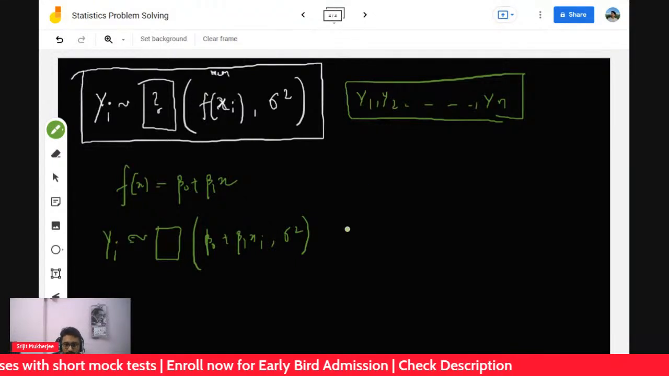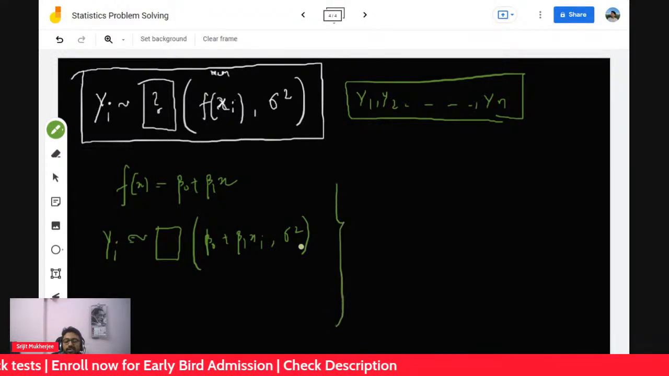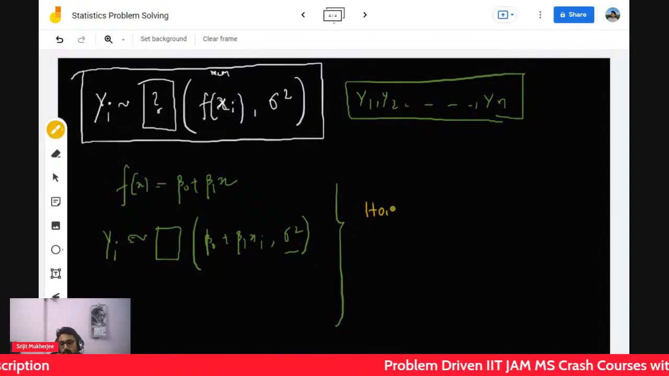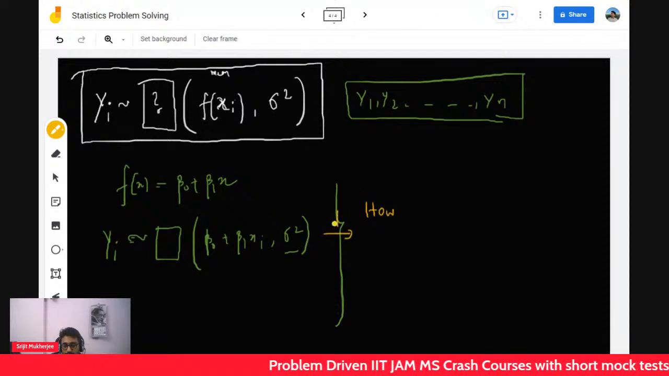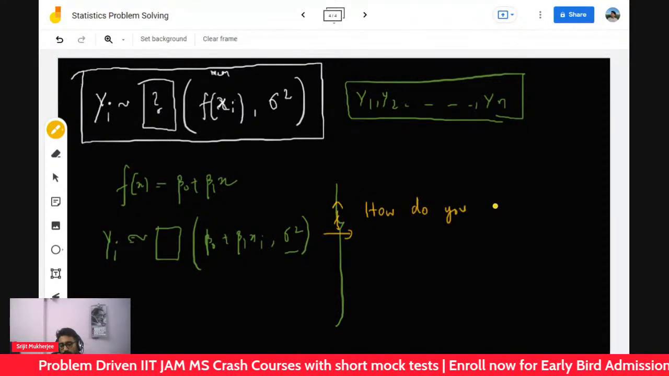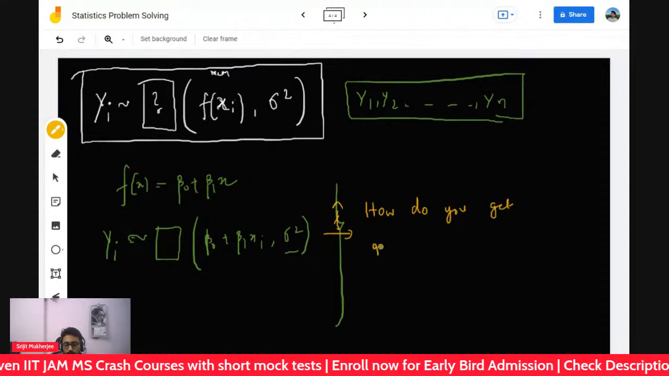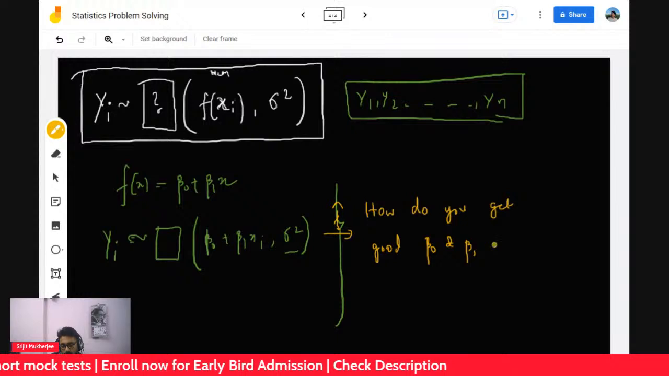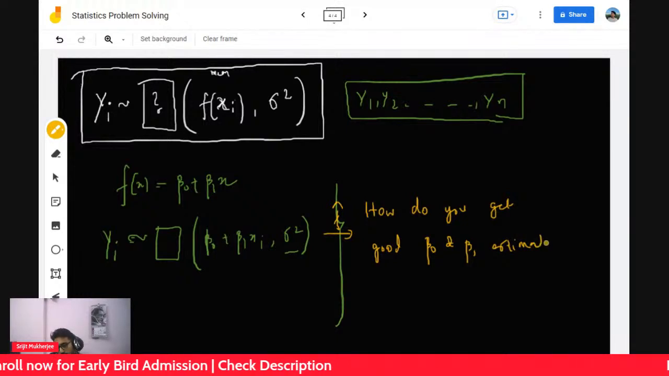The question is, let's say you know this part or maybe you don't, how do you get an estimate? How do you get a good estimate? That's the only goal, right? To get f hat from this data. How do you get good beta naught and beta 1 estimates? This is the goal of the problem.